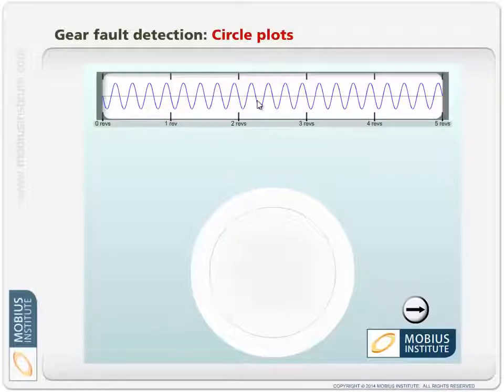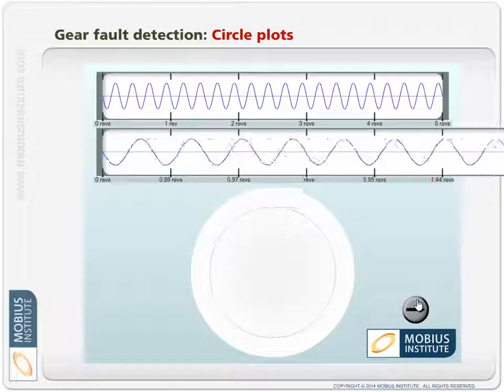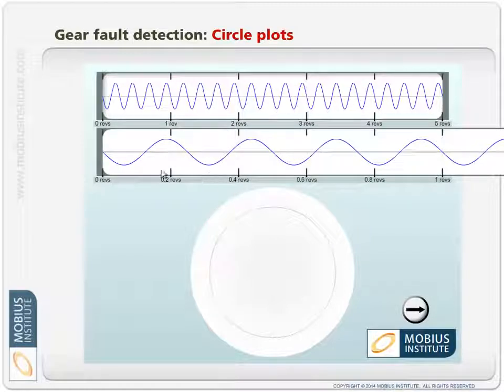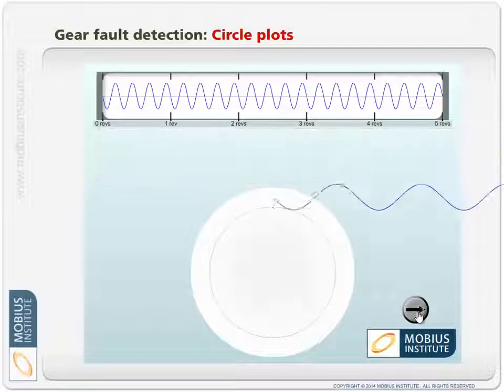But remember, when we look at a time waveform, what we're interested in here is what's happening as the shaft turns. The shaft is round, so wouldn't it be cool to display that time waveform in a circular format so that we can really relate what happens as the shaft turns? Well, that's what a circle plot does. So if I just expand and say what happened per revolution, 1, 2, 3, 4, right, just as I said, let's wrap that around a circle. So we wrap it around.